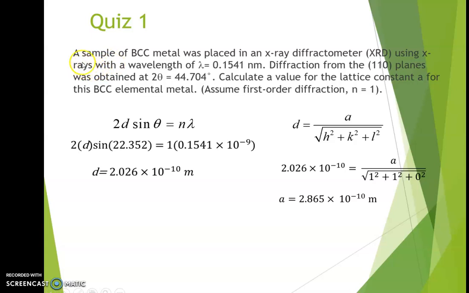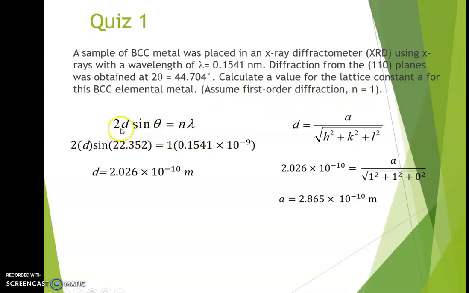Quiz 1. A sample of BCC metal was placed in an X-ray diffractometer, XRD, using X-rays with a wavelength of lambda. Diffraction from the 110 plane was obtained at 2 theta of 40.704. Calculate the value of the lattice constant for this BCC elemental metal. Assume first order diffraction, n equals 1. We just assume the first order.